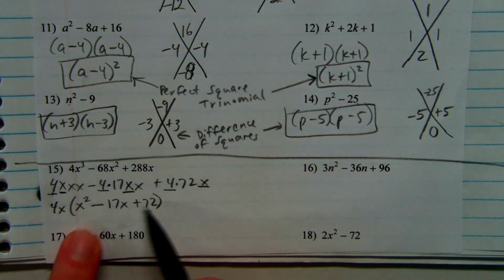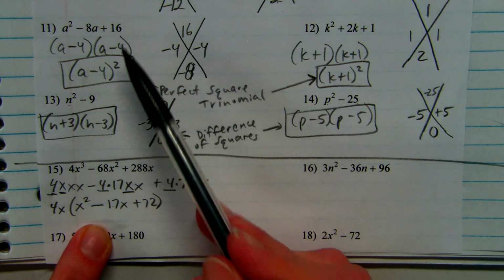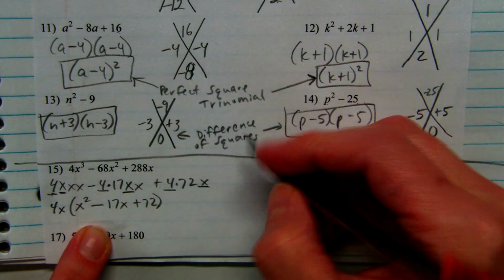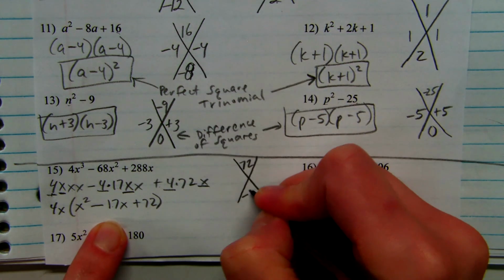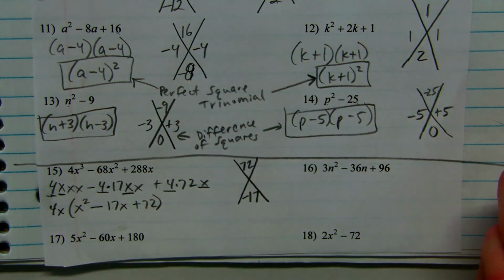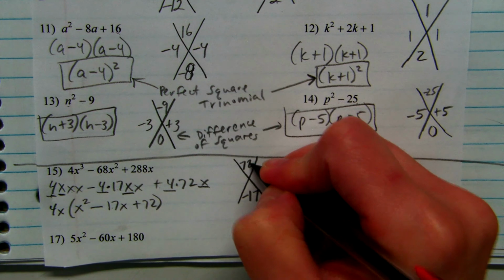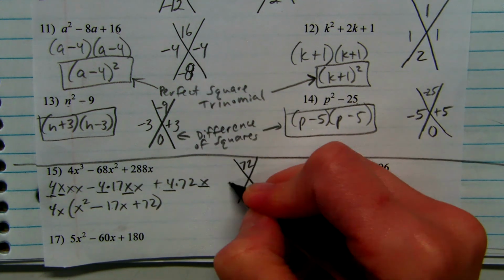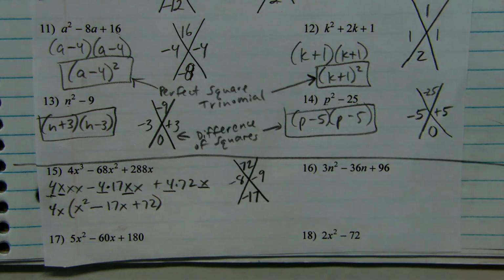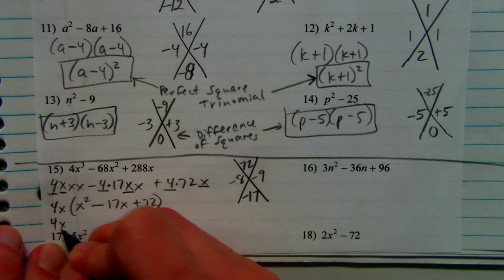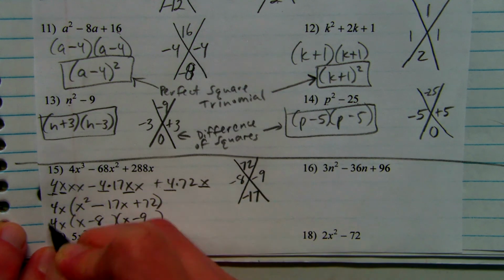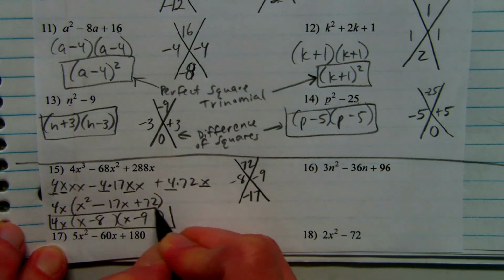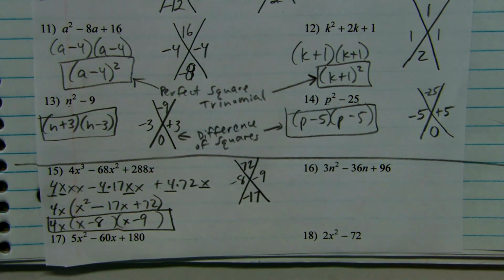So what's inside here now looks like these. So we have to do that too. So now we're multiplying to get 72 and adding to get -17. So it'd be -8 and -9. Okay, so the 4x is still there, and we just add in those extra parentheses, x minus 8 and x minus 9, like that. So you may have to use more than one kind of factoring in the same problem.